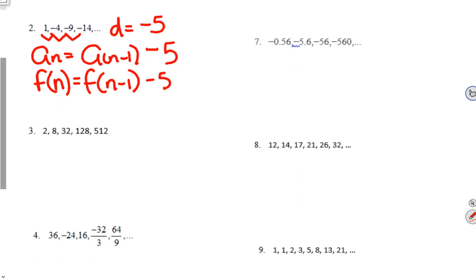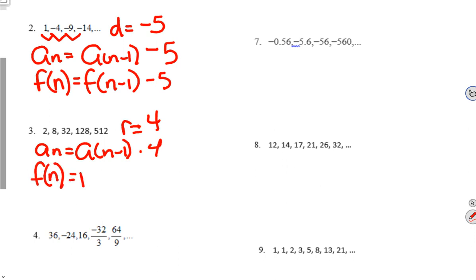Number 3, 2 to 8, 8 to 32, 32 to 128, 128 to 512. I have a common ratio of 4. So in my notation, it's a of n equals a of n minus 1 times 4. Function notation, f of n equals f of n minus 1 times 4.